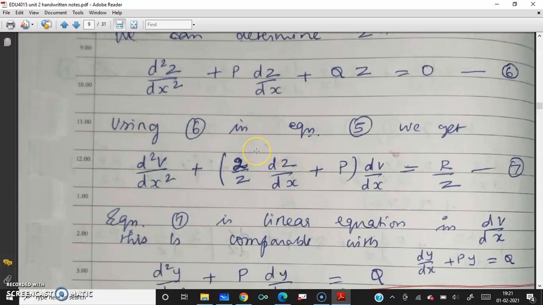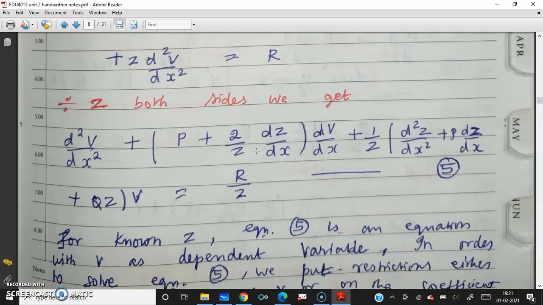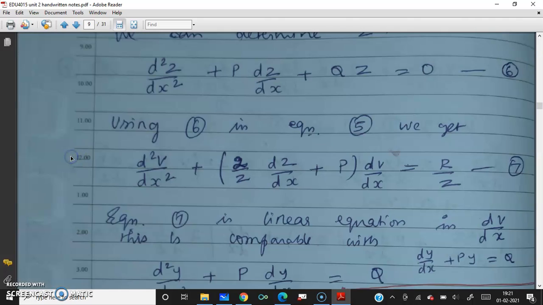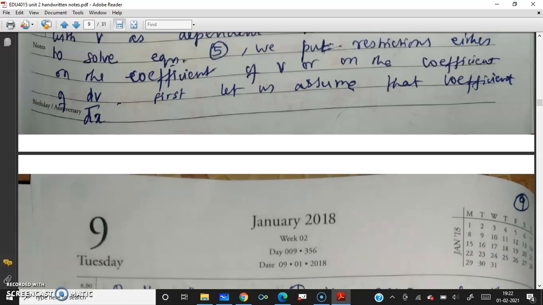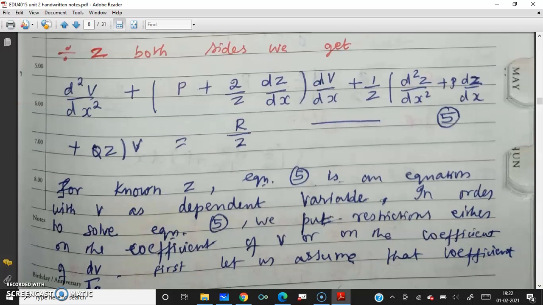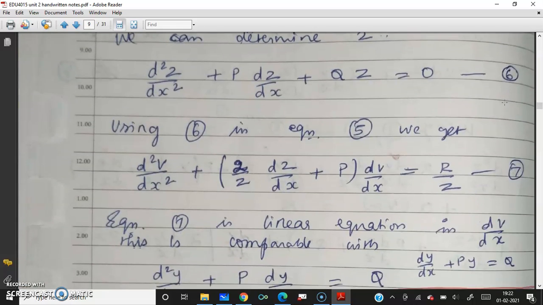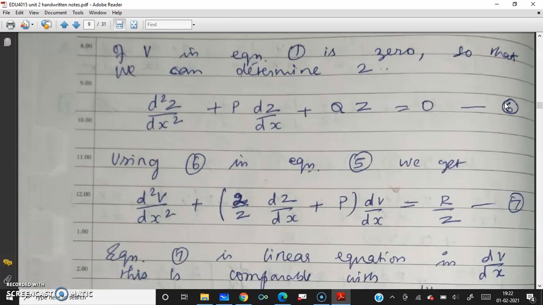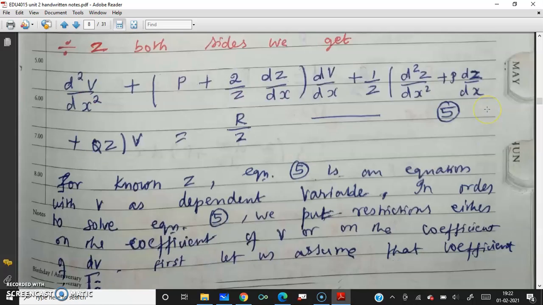So using this in equation 5, what is the term we are taking as 0? That is d square z by dx square plus p dz by dx plus qz equal to 0. If that term is taken as 0, the equation reduces very simply to d square v by dx square, that is the first term, plus 2 by z dz by dx plus p, this is the second term, into dv by dx.